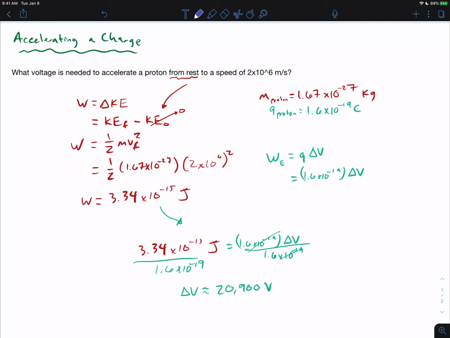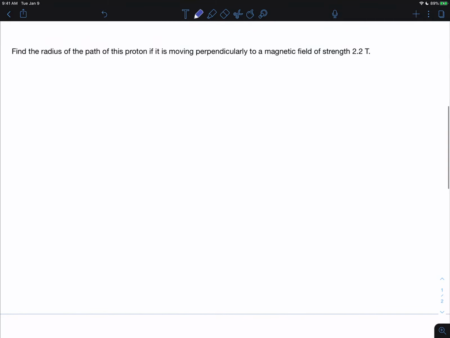Okay, guys, for the second part of this problem, what we're going to do is look at what happens now if this charge is moving at this high speed.